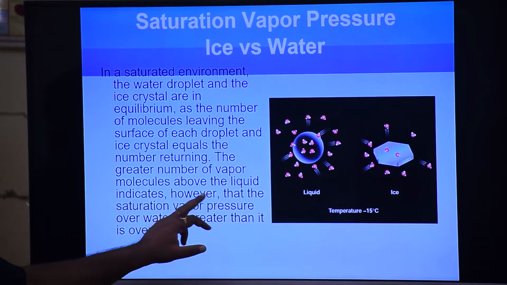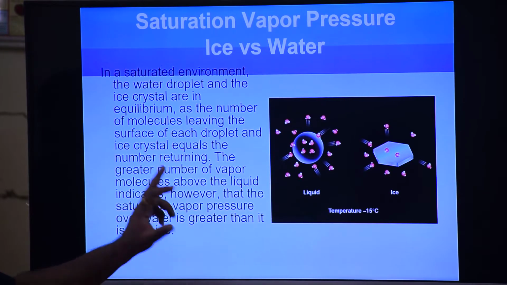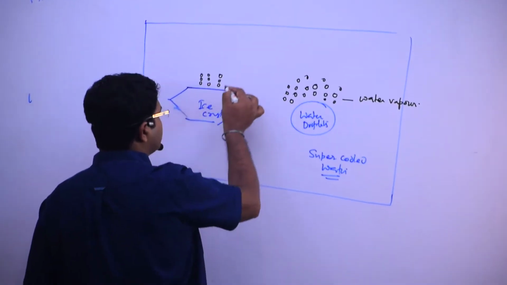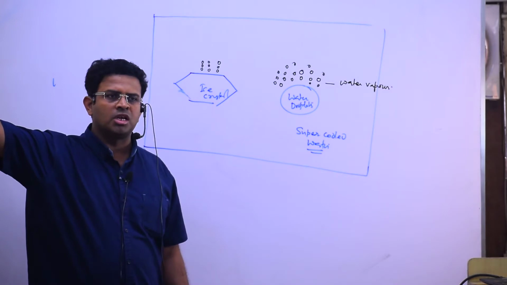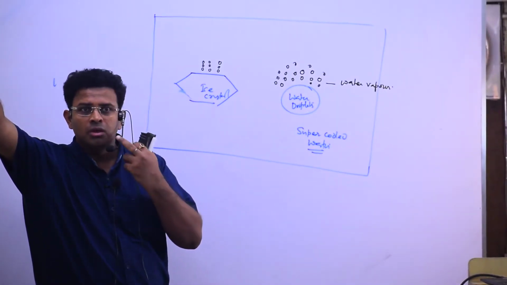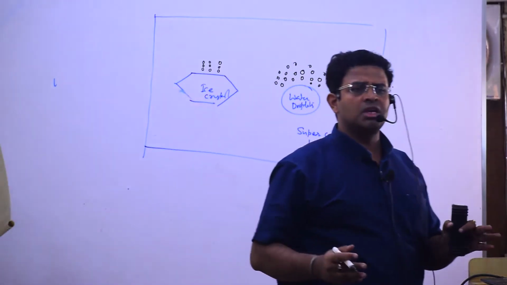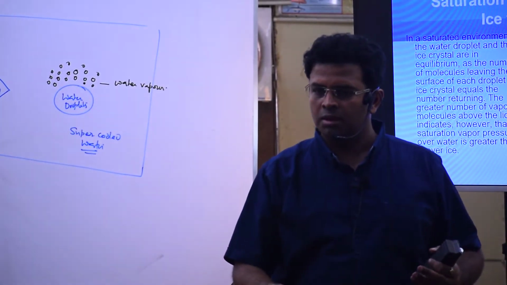And above the liquid, the saturation vapor pressure over the water is greater than it is over ice. So I said that saturation vapor pressure will be greater over which one? When will it be saturated? Suppose it is saturated by 100 particles, then the other will be saturated by 40 particles. So who has more saturation vapor pressure? Simple. Over which one is it greater? Whichever needs more molecules to get saturated.